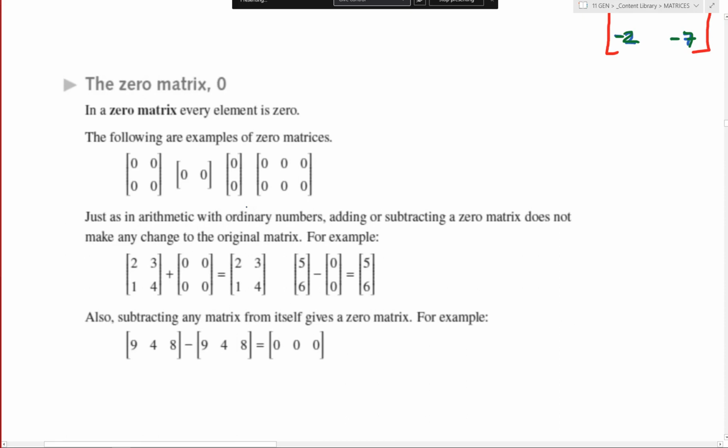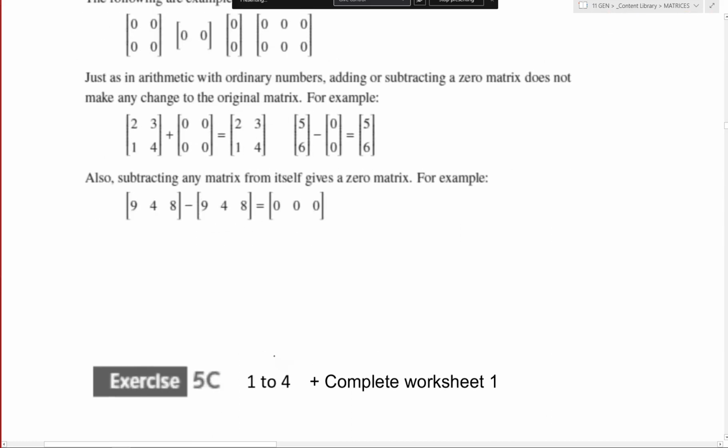Just as in arithmetic with ordinary numbers, adding or subtracting with a zero matrix does not change anything. It doesn't change the original matrix. For example, this matrix plus this matrix, which is 0, equals the same thing. This matrix minus this matrix equals the same thing. This matrix here minus this matrix here will equal, well, we can see it becomes 0 there. I don't know why that's in there, but yeah.